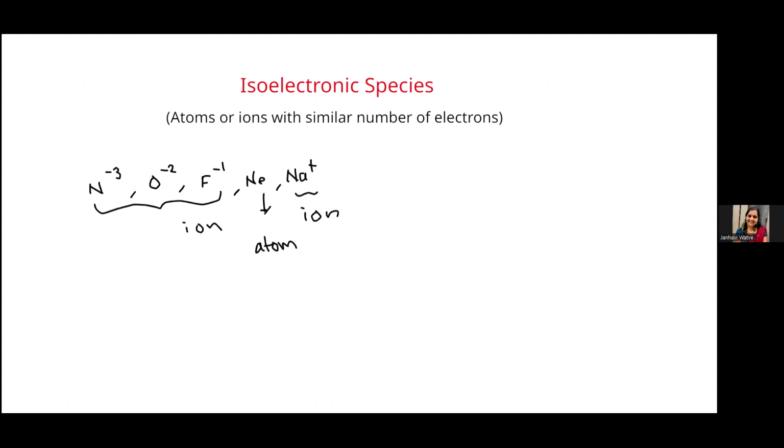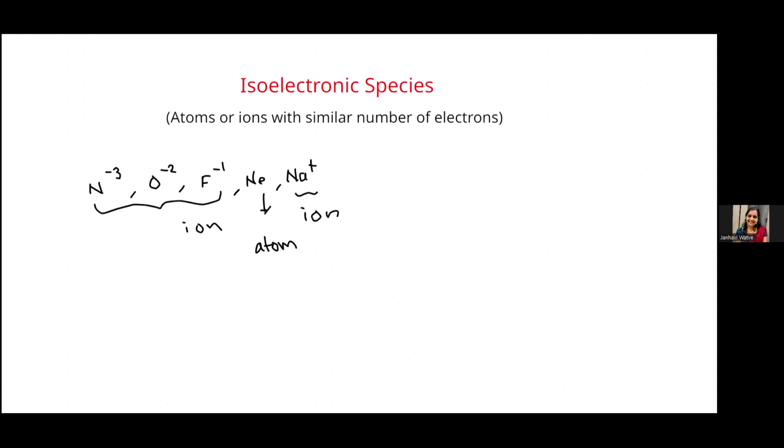So according to the definition, atoms or ions with a similar number of electrons are isoelectronic species. Now we will calculate. First of all, you should understand how many electrons are present in every species. Now how to find that?